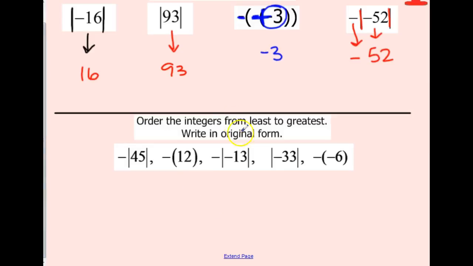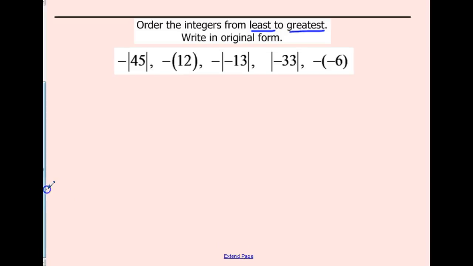We're going to do the same thing here, but then we're going to order them from least to greatest. So starting off, let's simplify. 45 goes in the shower clean, comes out clean, but then someone threw dirt on you. Here's 12, and now we have the negative, or the opposite, so it's just -12. Here, 13 goes in the shower dirty, comes out clean, but then someone threw dirt on you, it's a -13. 33 went in the shower dirty, comes out clean. And here we have -6, but take the opposite, it's going to make a +6.